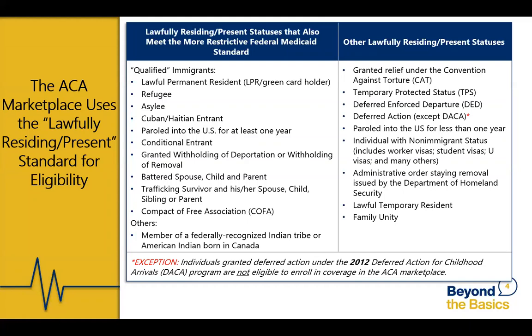People paroled in for less than a year, people with a variety of different non-immigrant status. This includes people who have worker visas, people who have visas for victims of crimes, people who have student visas. There are a number of different types of those visas. People who have been granted a deferral or stay on an order of removal, which is what the law currently calls deportation. And then lawful temporary residence and family unity were temporary statuses granted to people under some amnesty programs in 1986 and 2000. Again, those are people you're unlikely to see.